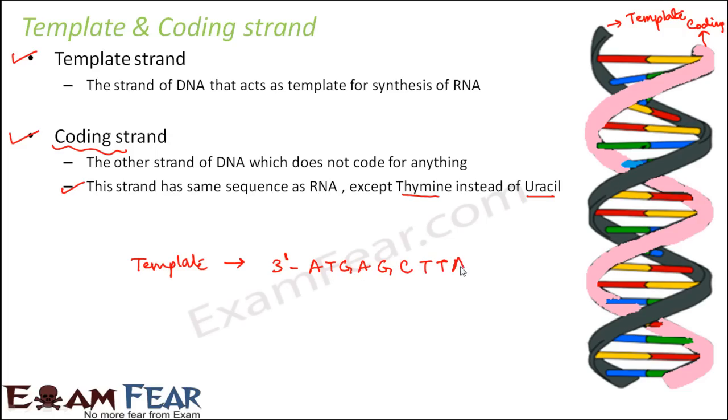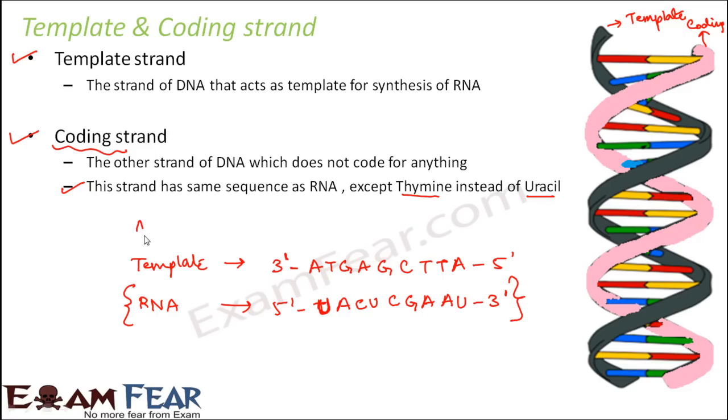somewhat like this. Now if this is the sequence for the template strand, what would be the sequence of the RNA? The RNA will be complementary to this. A will pair up with T in case of DNA, but in case of RNA, A will pair up with U. So it will be U, A, C, U, C, G, A, U. This would be the sequence of RNA. So this is the RNA strand that will get synthesized.